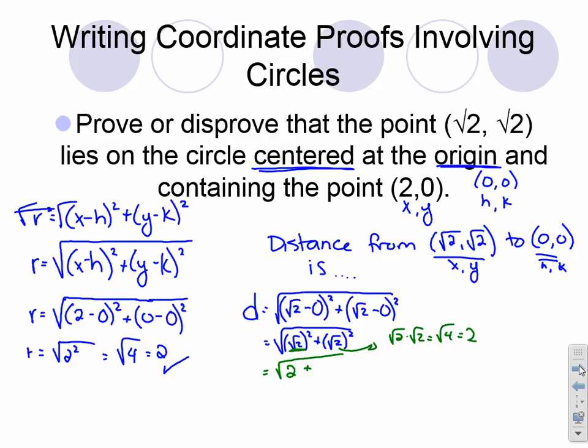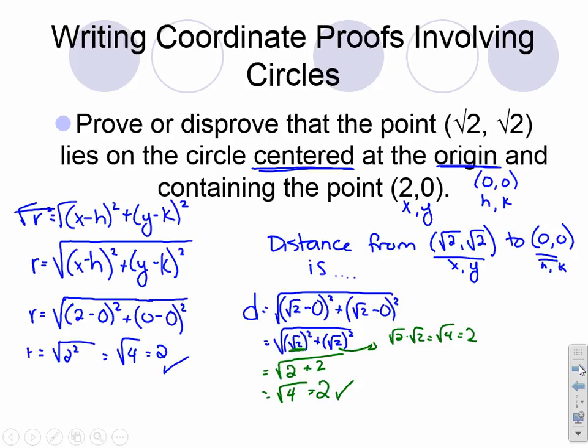Okay? That's ultimately what we're saying here, simplifying what's under this entire radical. So then you end up getting the square root of 4, which is in fact 2. So what you just showed is that the point radical 2 lies on the circle that's centered at the origin, and it contains the point (2, 0).